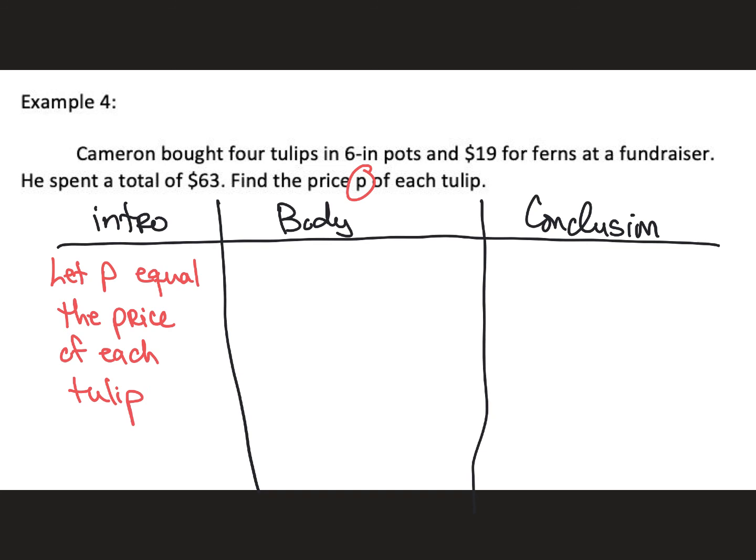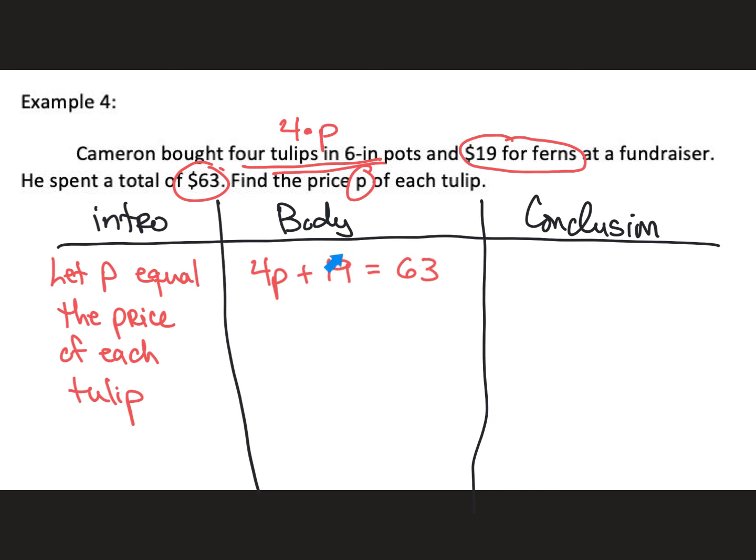And then let's read it again. So Cameron bought 4 tulips in 6-inch pots and then $19 in ferns. So it's 4, and we don't know how much they cost, and P was the amount they cost. And then she has $63 total. So we're going to say 4P plus the $19 for ferns equals $63. So then we're going to solve this like normal. We're going to pull from the crowded side. Who wants to be with the 63? Is it 19 or is it 4P?